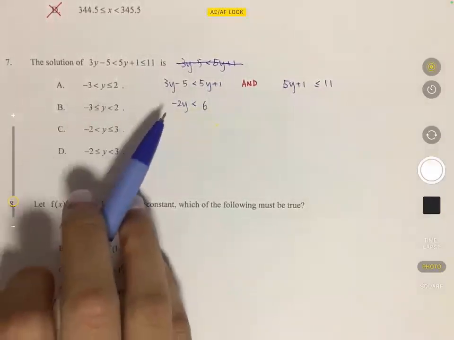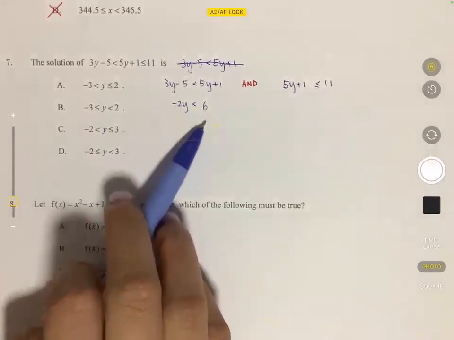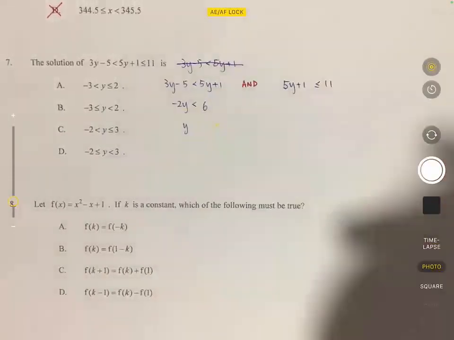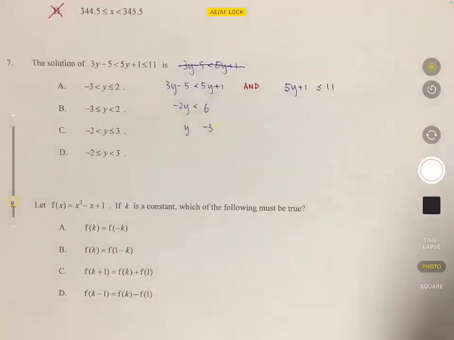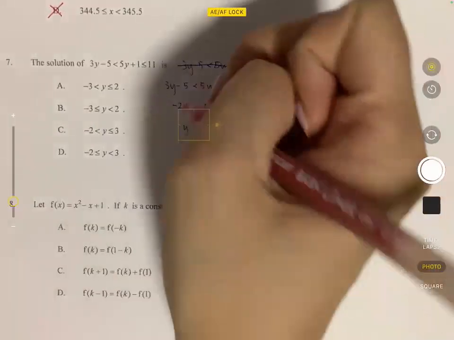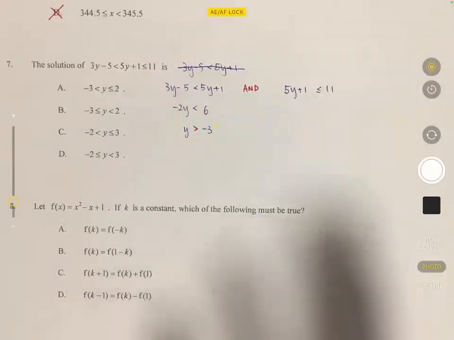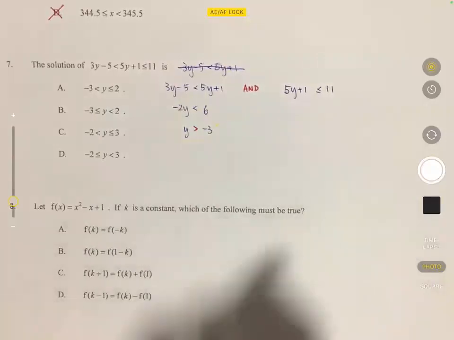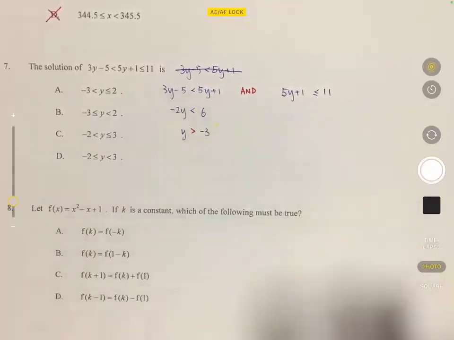After that, how can we remove the negative 2y? Times becomes divide. So y, 6 divided by negative 2, we get negative 3. And be careful, we divided by a negative number. If we multiply or divide by a negative number, then the sign will change. Remember once again, if we divide or multiply by a negative number, you need to change the sign of the inequality. For other operations, no need to change.